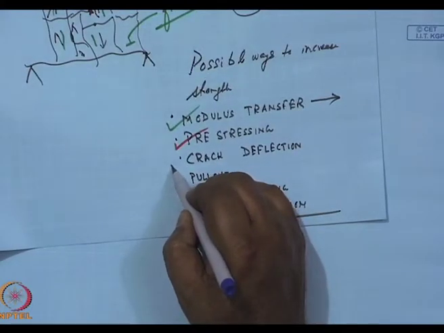Next, we have crack deflection. That is something very easy. For example, in concrete, you have stone chips, you have 2 if not 3 grades of sand, coarse, medium, fine, and each of them can deflect a crack. And that is how basically concrete is made stronger, by putting in these materials.